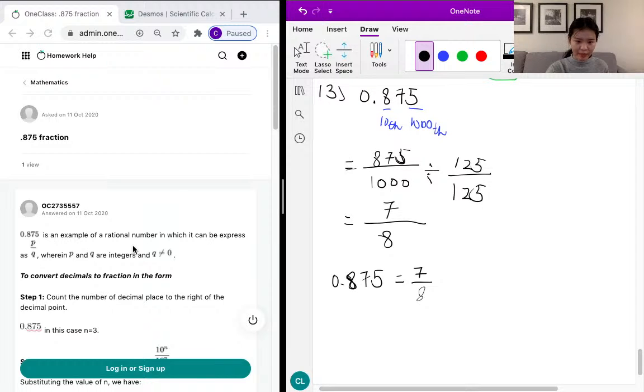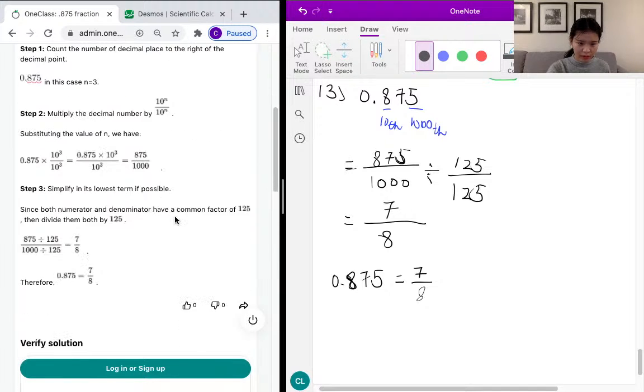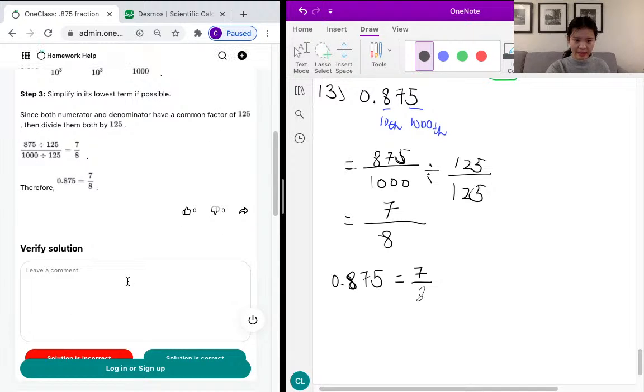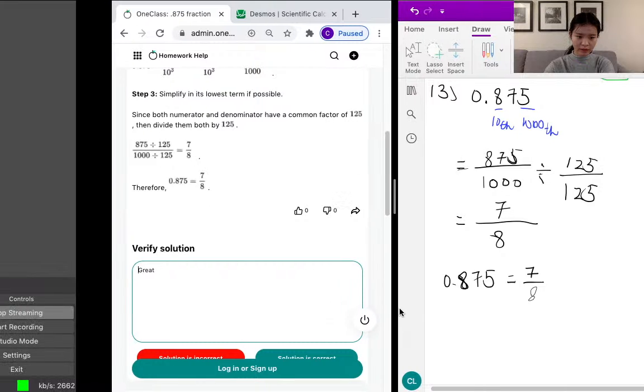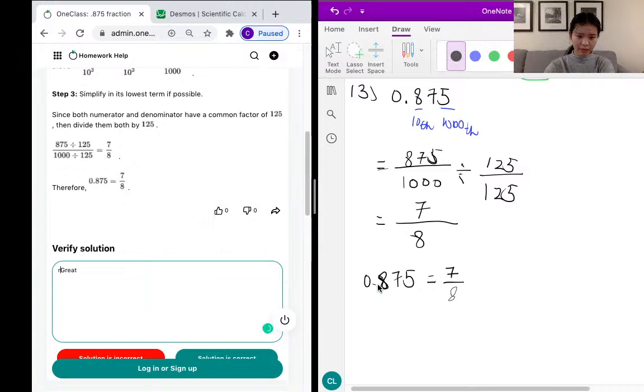And let's look at the sample solution over here. Perfect. The sample solution over here is correct. So is our solution. Let's just say something like, great job.